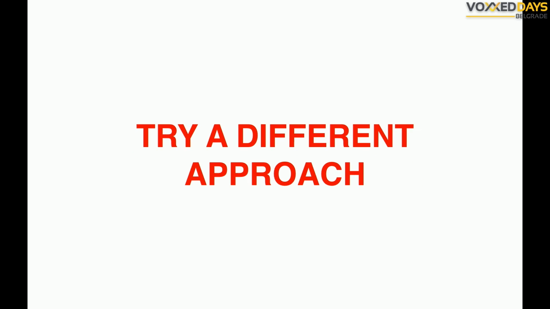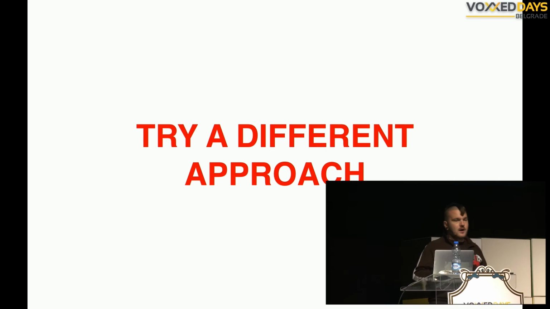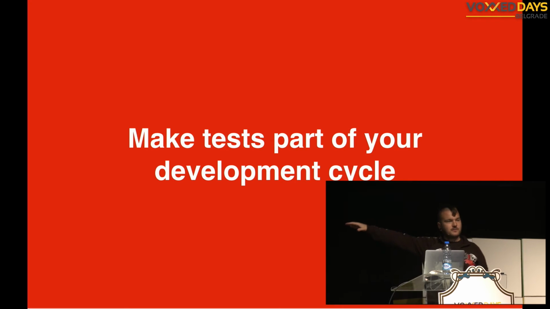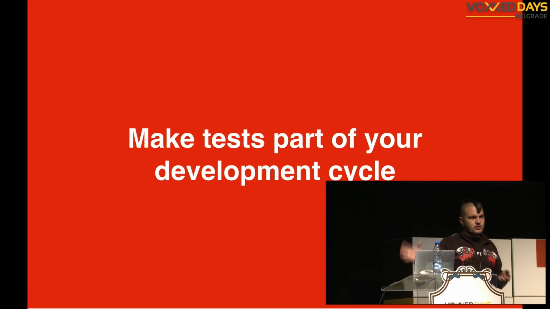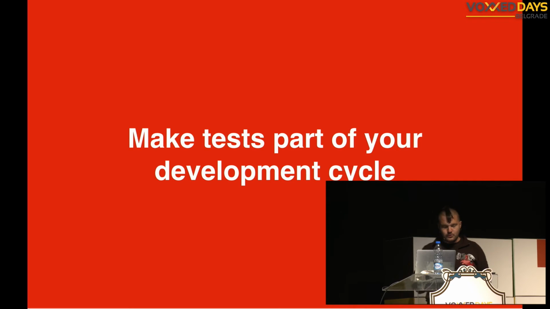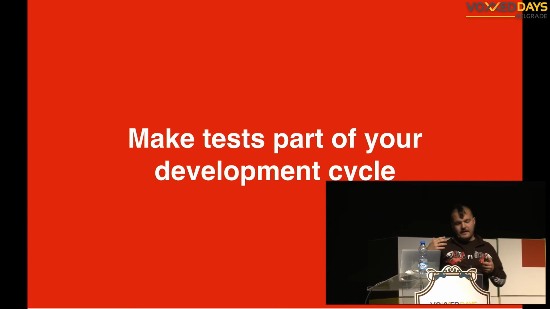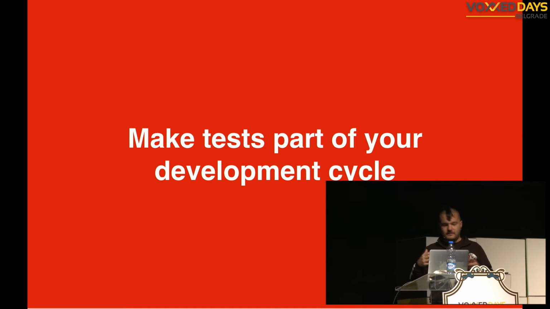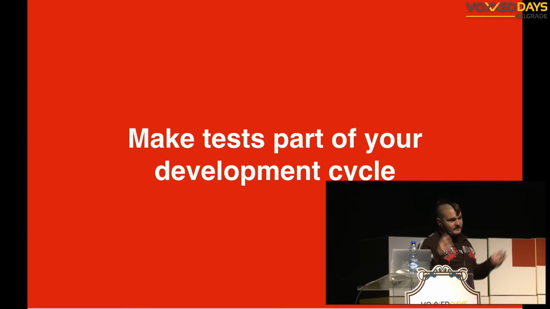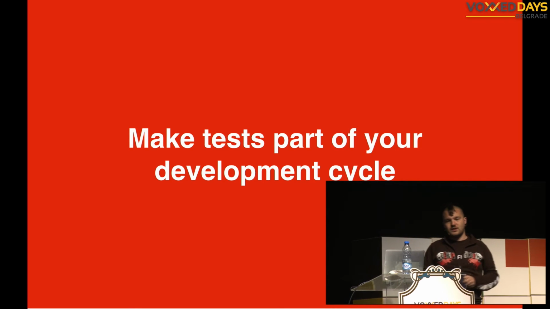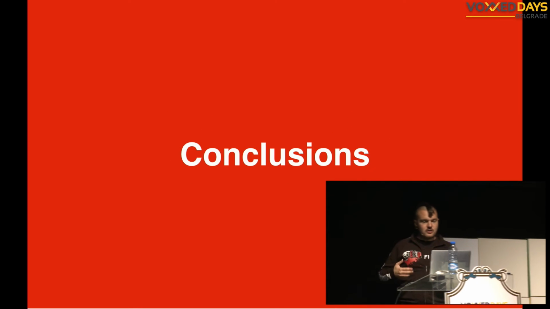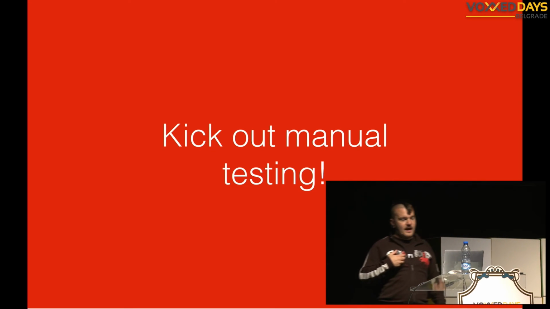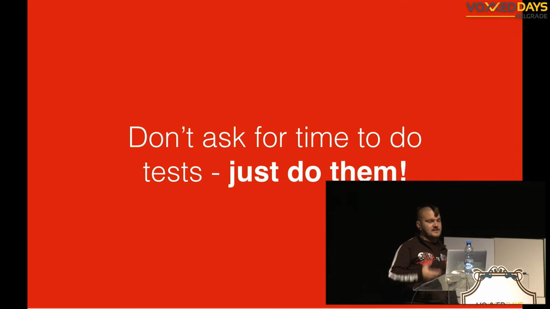My suggestion would be to try a different approach. Make tests part of your development cycle. Don't tell your project manager that you're going to write tests. Just do them, and don't do initial manual testing, and that person is not going to be able to find out that you're writing tests and think, oh my god, this developer is totally wasting time. In conclusion, kick out manual testing. That is the overhead. And don't ask for time to do tests, just do them.